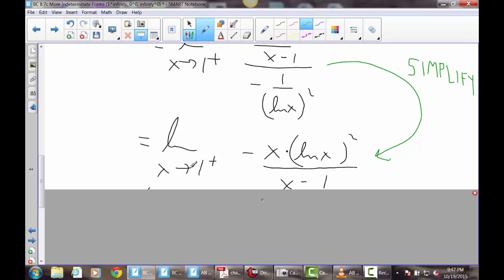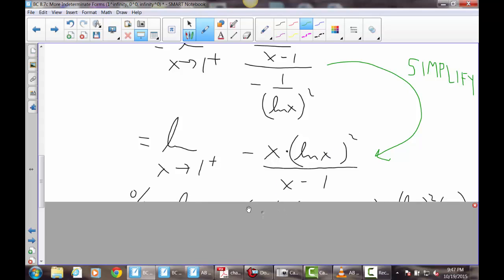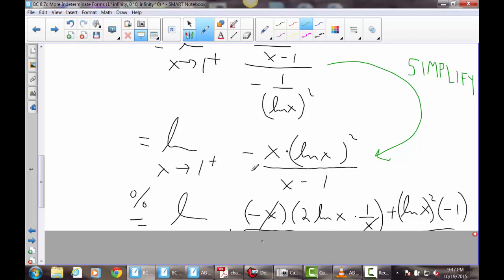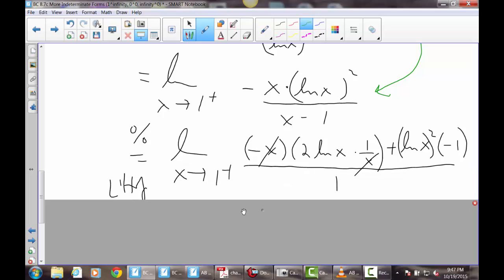Now, if I plug in 1, the limit as x approaches 1 from the right is 0. Squared is 0, so I get a 0 on top, times 1. And then on the bottom I have 1 minus 1, which is 0. I get to use L'Hopital's again. Aren't we lucky?